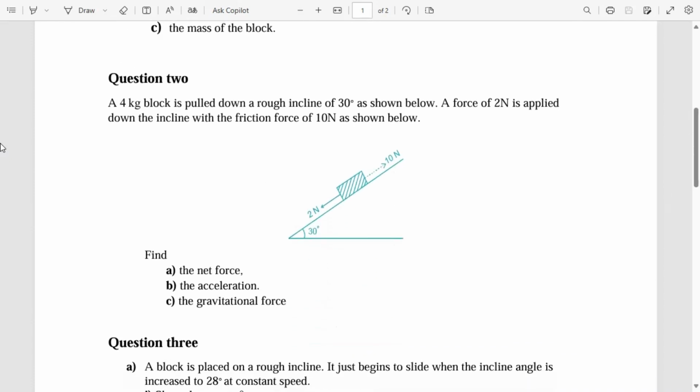And question 2 reads, a 4-kilogram block is put down a rough incline of 30 degrees as shown below. A force of 2 newtons is applied down the incline with a friction force of 10 newtons as shown. Find A, the net force, B, the acceleration, and C, the gravitational force. So they've already given us a free body diagram, but what are we going to do? We're going to finish this free body diagram by indicating the forces that haven't been indicated here.